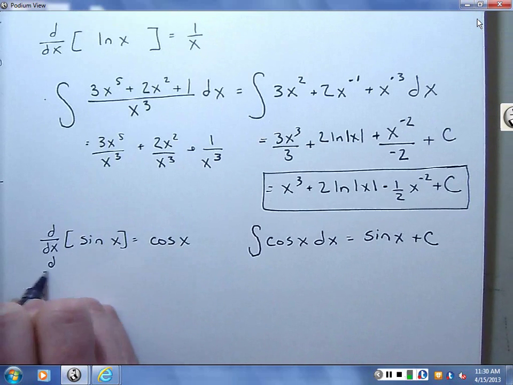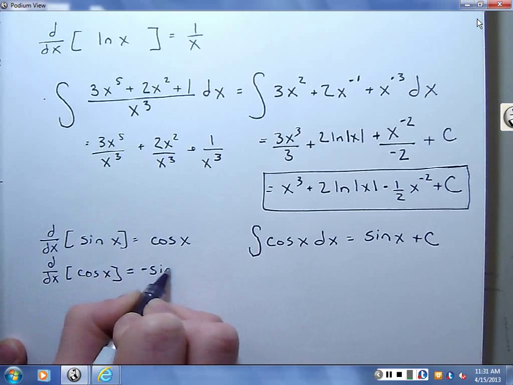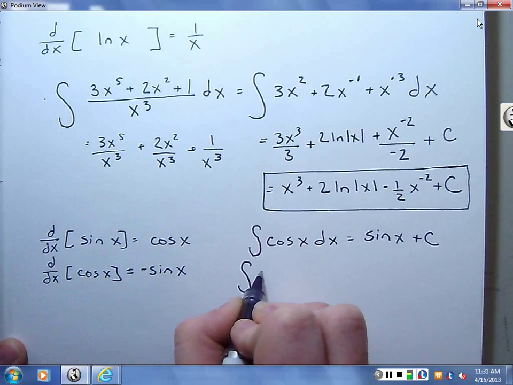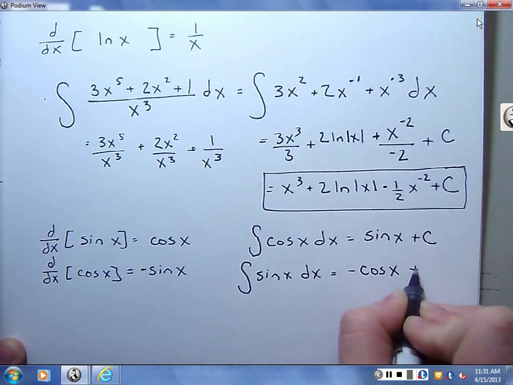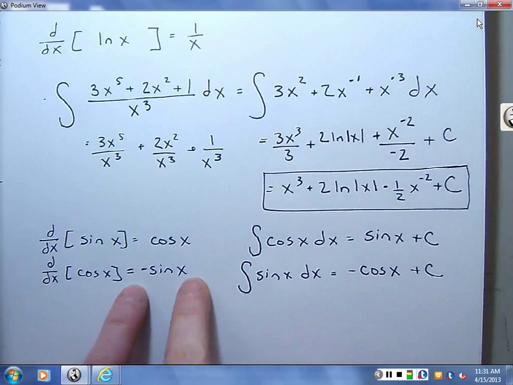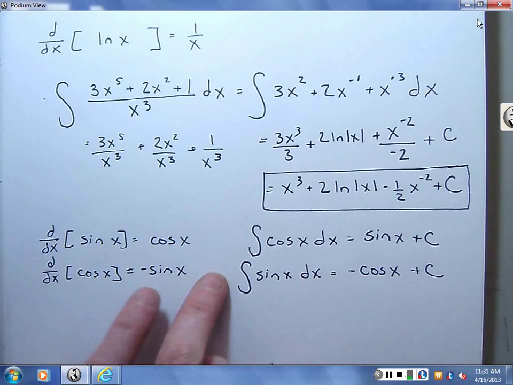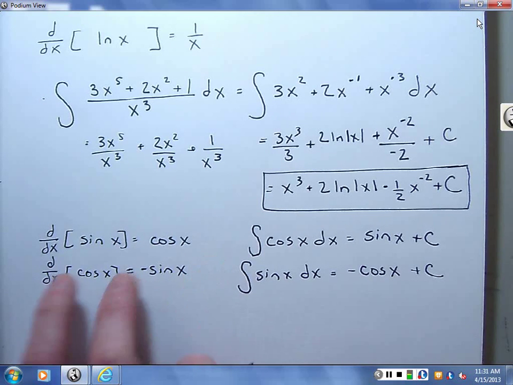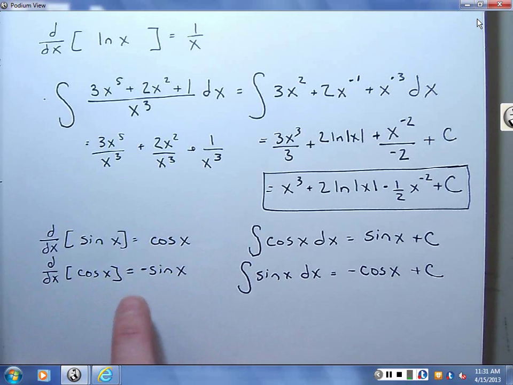What's the derivative of cosine? It's minus sine. So that tells me the integral of sine with respect to x would be minus cosine of x plus c. If I integrate the derivative of cosine, I get cosine. So the integral of minus sine is cosine. So the integral of sine is minus cosine. So this is easy to confuse, right? You know the derivative of sine is cosine, the derivative of cosine is sine, and there's a negative in there somewhere.